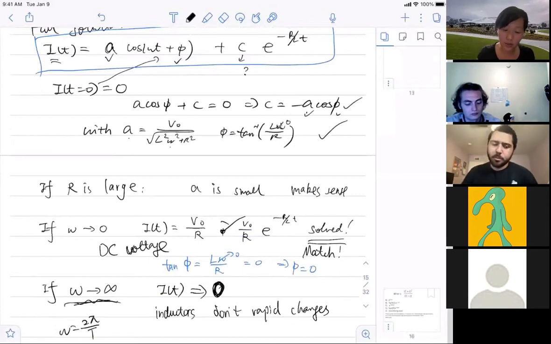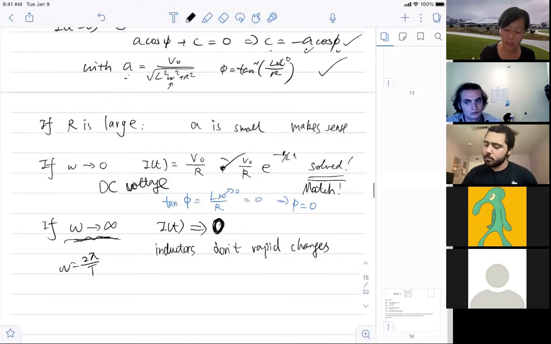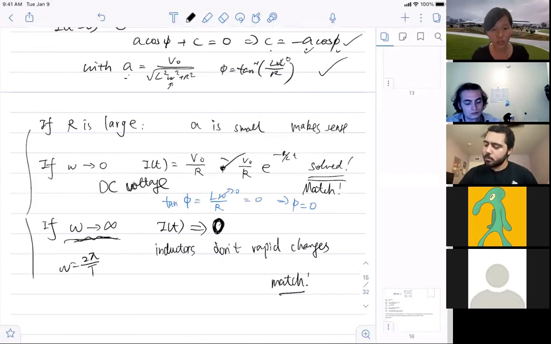And is our solution consistent when omega is big? On the denominator, A goes to 0, good. C is also minus A times something, A is 0, so C is also 0. So the current gives us 0, which is consistent. So our math matches up with our physical intuition. So we have done this evaluation of our results, and we said, good, I think we found the correct answer.